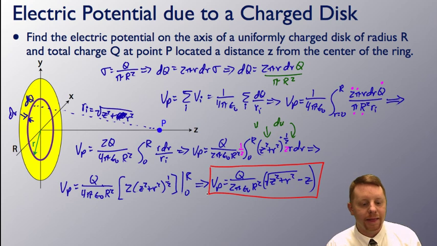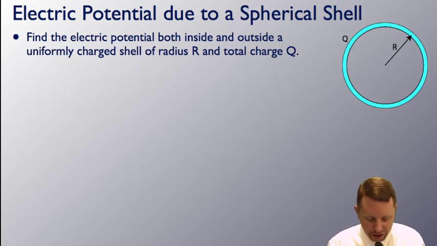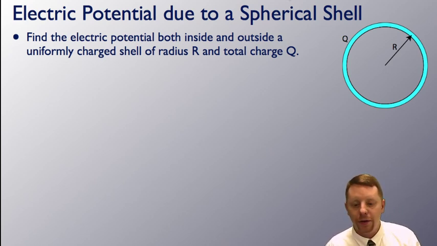All right, let's move on. Here we have the electric potential due to a spherical shell of charge. So it's hollow. We want to find the electric potential both inside and outside this uniformly charged shell. Its radius is capital R and it has a total charge, capital Q. Follow the same basic process that we have been, except now I'm going to use the fact that I know the electric field. And we're going to start with the potential outside.